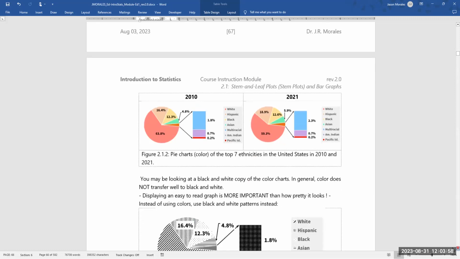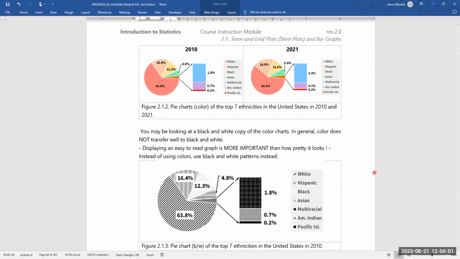Okay, here's an example of two pie charts. One pie chart represents ethnicities in 2010, and another pie chart next to it represents ethnicities in 2021. You can see when you're trying to compare them side by side and you have to shrink them down, it makes it difficult to read the legend, and these numbers get much smaller. These pie wedges get smaller. It's just a little bit more difficult.